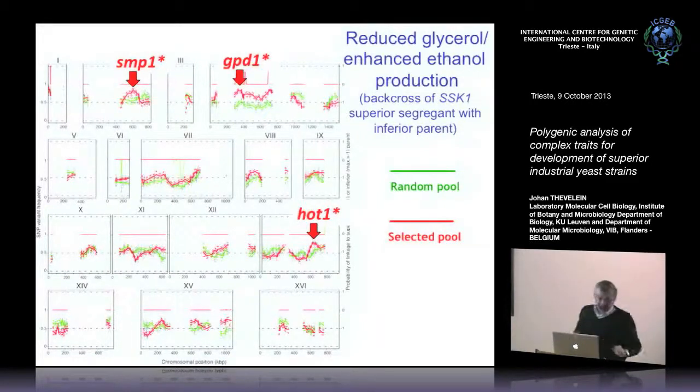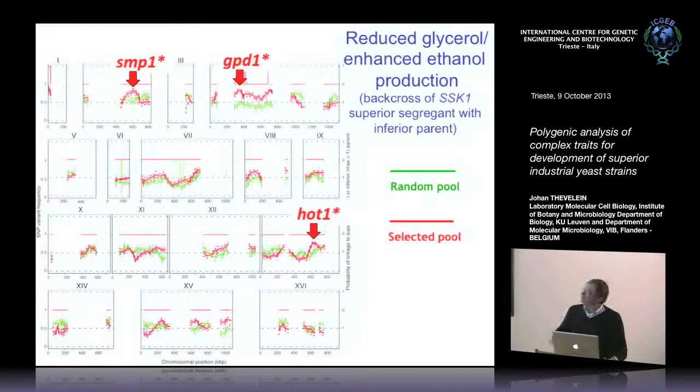So we used this result to identify new genes involved in low glycerol production, and we found here, you see, SSK1, SNP1, GPD1, which is the glycerol 3-phosphate dehydrogenase responsible for the production of glycerol, and HOT1 as causative alleles. The random pool, the green line, is lower than the selected pool, the red line. Here also we have the green line, the red line, the green line, the red line. Everywhere where we have a difference, we have something that is important for the phenotype.